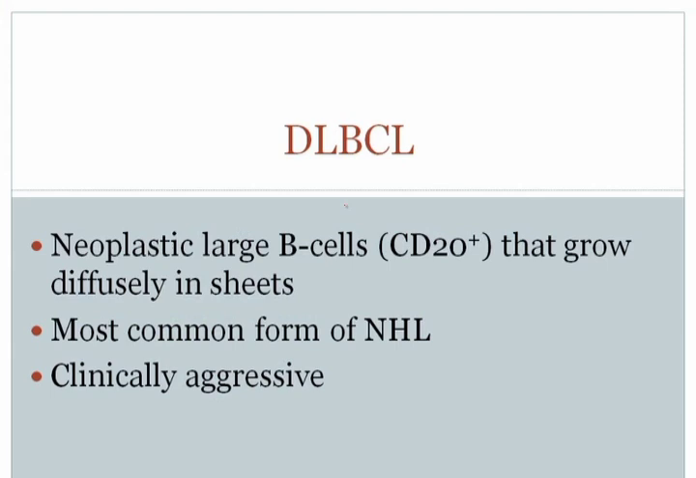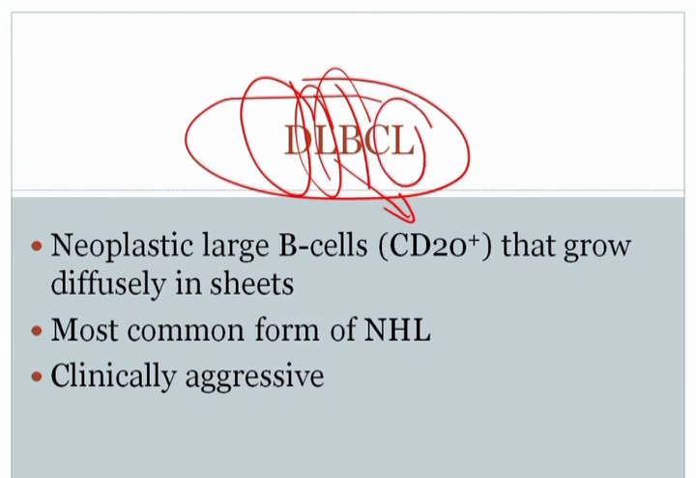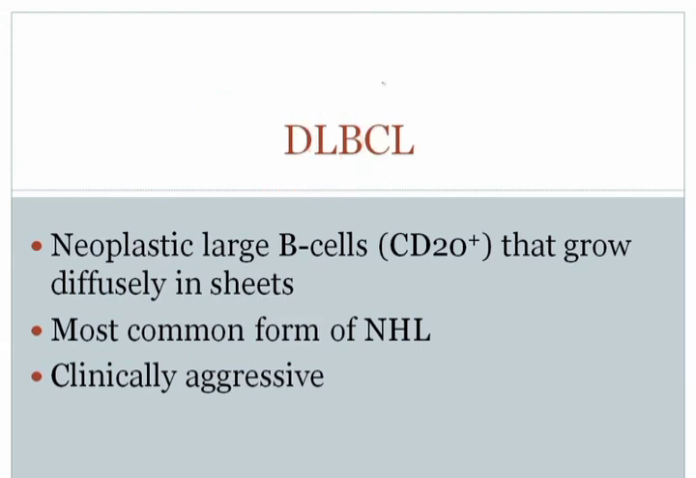Now we come to the lymphoma in which there are large B cells. And this is called diffuse large B-cell lymphoma. Diffuse, it doesn't produce follicles, it doesn't produce a margin, it doesn't produce a mantle, it grows diffusely. Large, the cells are large. B, the cells are B cells, and hence they're CD20 positive. And of course, this is a lymphoma. So that's the summary of diffuse large B-cell lymphoma.